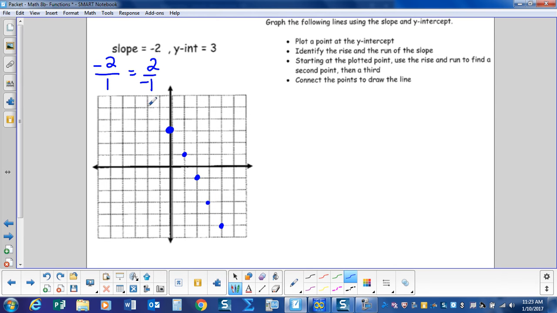So now I need some points up here. So now that means I'm going to go positive 2 and to the left 1. And now I'm going to go ahead and draw a line. I'm going to connect my points. Okay, so here I have a y-intercept of 3 and a slope of -2.